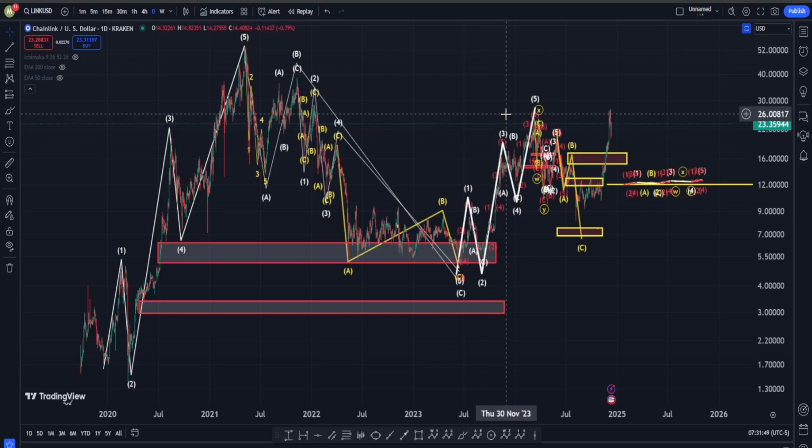In Chainlink, I believe we are having one, if not the most clear bullish structures in the whole crypto space, and the future for Chainlink, in my opinion, looks extremely bright.